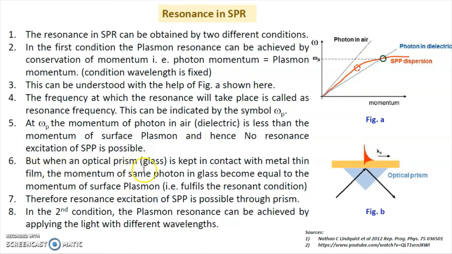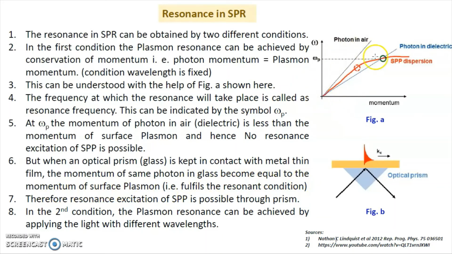But when an optical prism, okay, so now you can see figure B. This is a gold thin film, okay, it is very thin. And then we are using a prism here, and we are passing light in this way. So when an optical prism made up of glass is used, we change the dielectric. Initially our dielectric was air, now our dielectric is in the form of glass, kept in contact with the metal thin film. The momentum of the same photon in glass becomes equal to the momentum of surface plasmon, right?